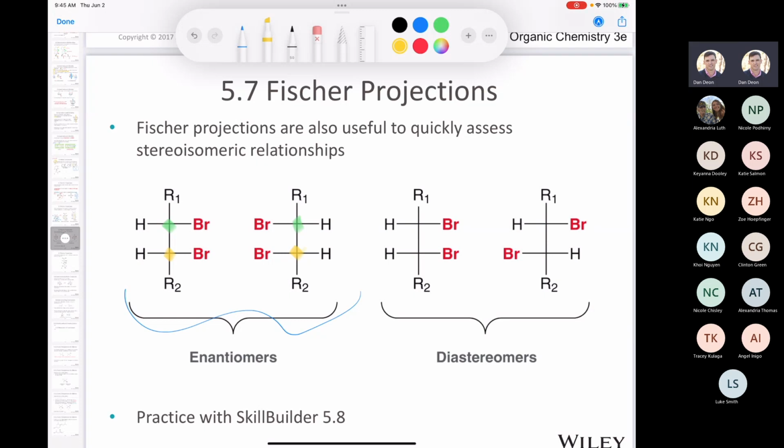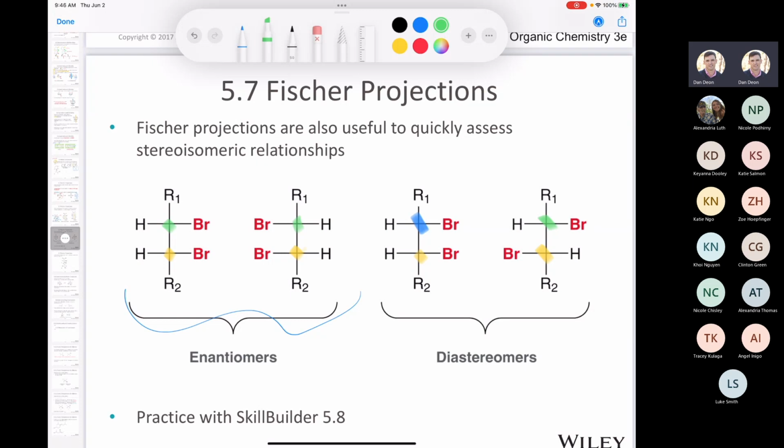Whereas if we look at the other example, you can see that these two are reversed, whereas these ones are not, and therefore they must be diastereomers. They're stereoisomers, but they're not mirror images. So Fischer projections, very, very handy.